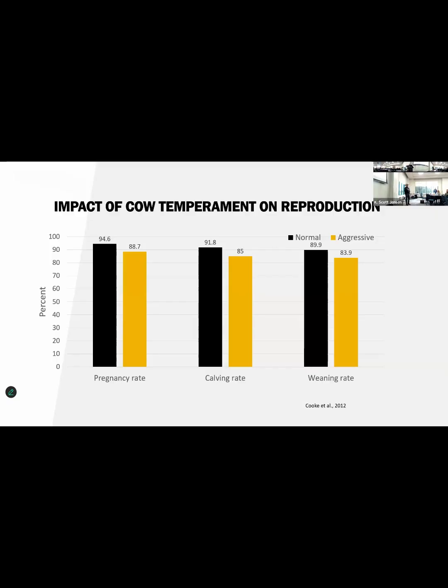The other thing is, some of us don't bounce as well as we used to, okay? I don't bounce worth a darn anymore, and so we don't need crazy cows around from a health standpoint and insurance standpoint.